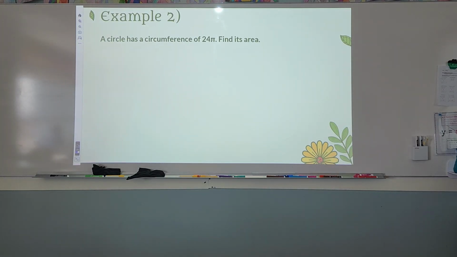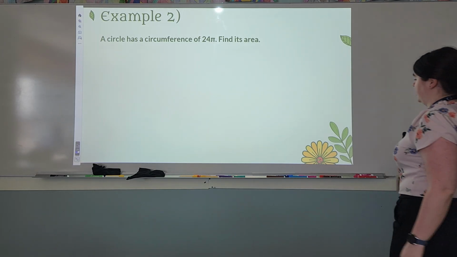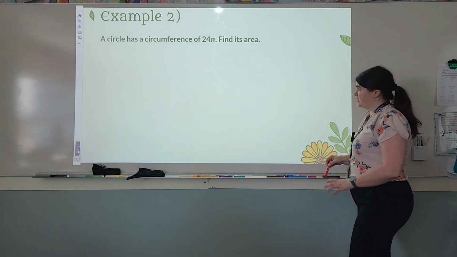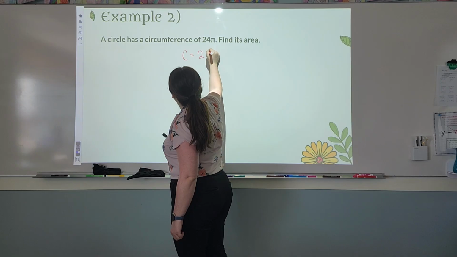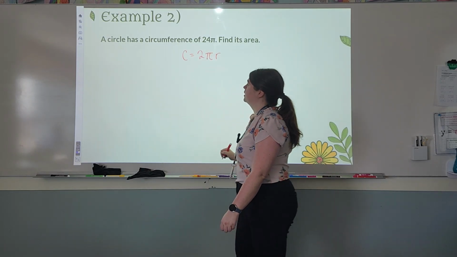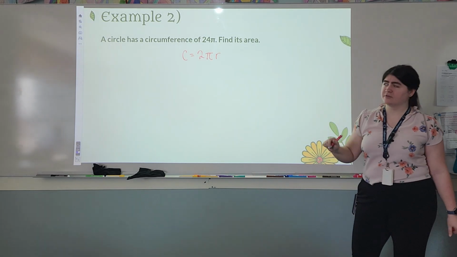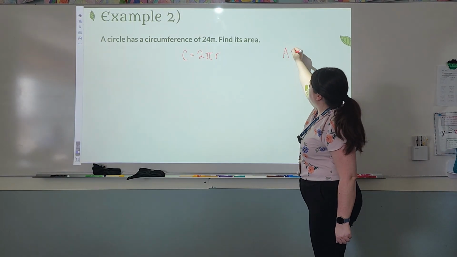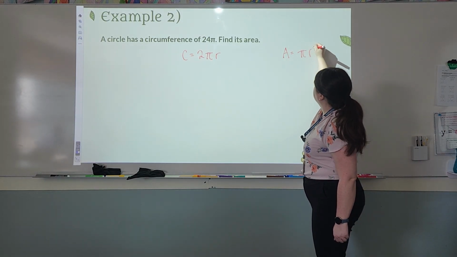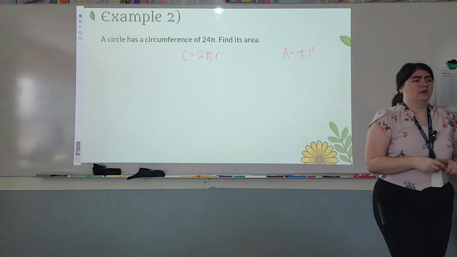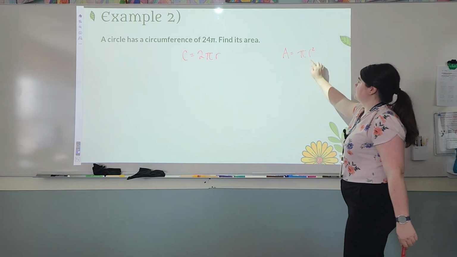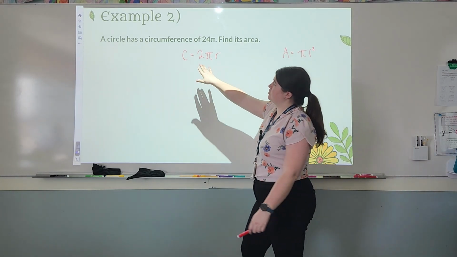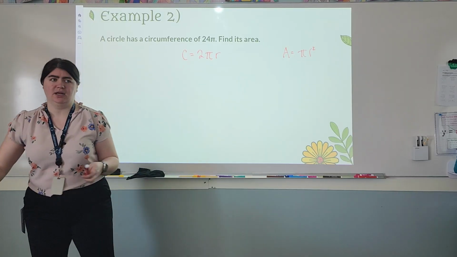Example 2. A circle has a circumference of 24 pi. Find its area. So on this question, I'm going to write out the circumference formula. We have 2 pi r. We're trying to find its area. So the area formula, area equals pi r squared. In order to find the area, we need to know the radius. So we need to work backwards from the circumference to find the radius.